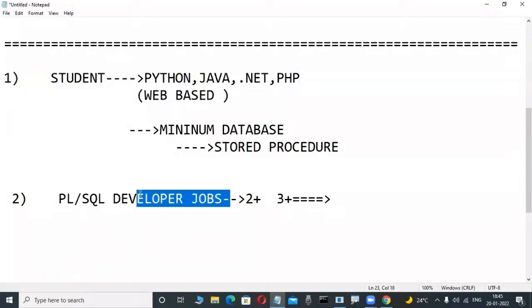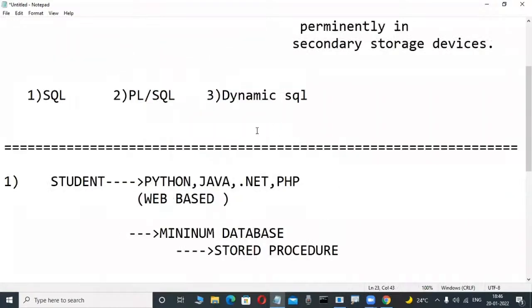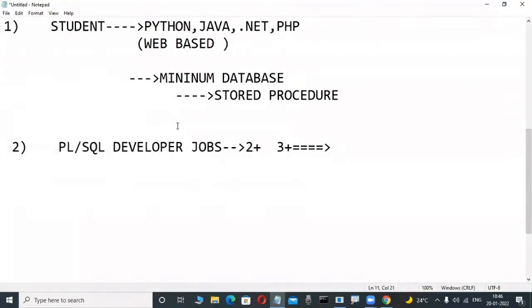I know what is asked in the interview. Those persons applying for PL/SQL developer jobs, so many fellows are learning this course. Because in this course we are learning SQL and also PL/SQL. Observe here, this is for PL/SQL developer jobs.